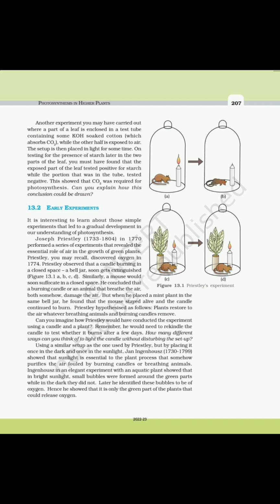Using a similar setup as the one used by Priestley, but by placing it once in the dark and once in the sunlight, Jan Ingenhousz, 1731–1799, showed that sunlight is essential to the plant process that somehow purifies the air fouled by burning candles or breathing animals. Ingenhousz, in an elegant experiment with an aquatic plant, showed that in bright sunlight, small bubbles were formed around the green parts, while in the dark they did not. Later he identified these bubbles to be of oxygen. Hence he showed that it is only the green part of the plants that could release oxygen.